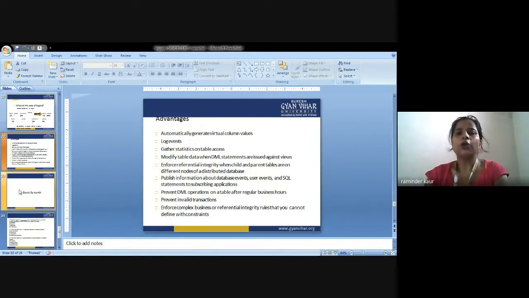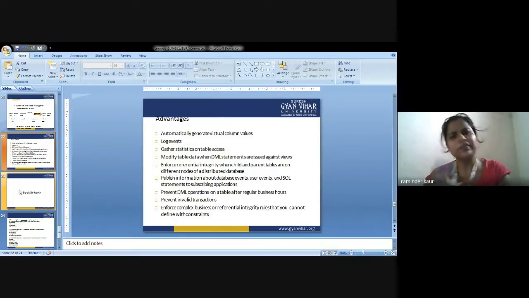Advantages could be: automatically generate virtual column values. Second is log events. Third, to gather statistics on table access. Fourth, to modify the table data when DML statements are issued against views. Fifth is to enforce referential integrity when child and parent tables are on different nodes of the distributed database. In addition, publish information about database events, user events, and SQL statements to subscribing applications. Next is to prevent DML operations on the table after regular business hours.